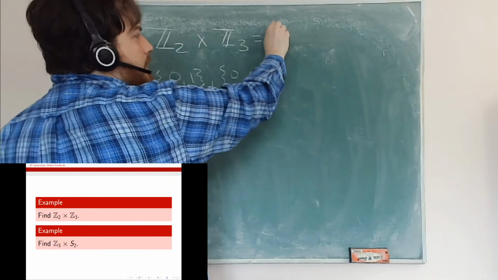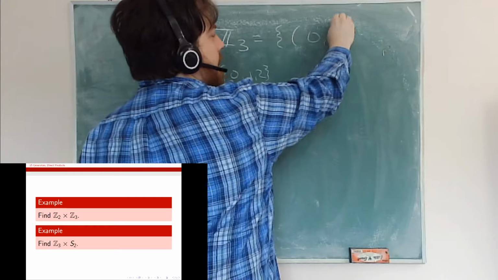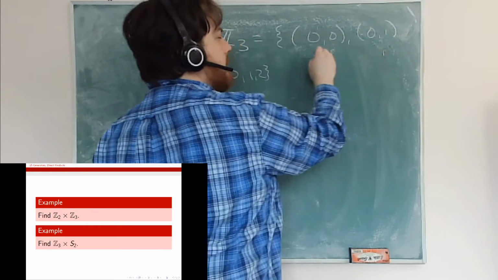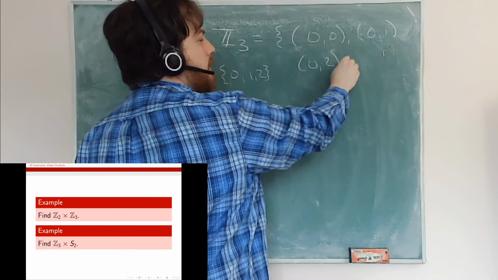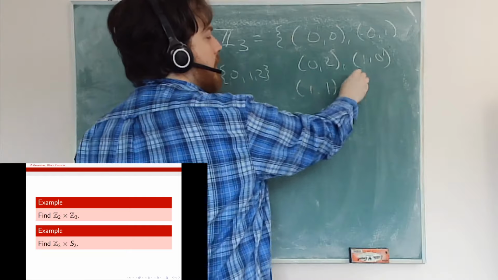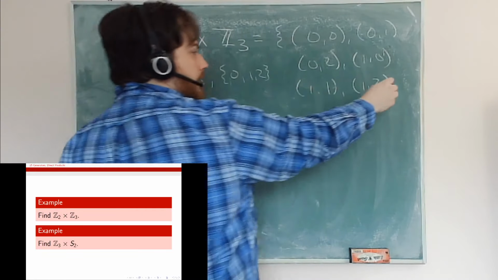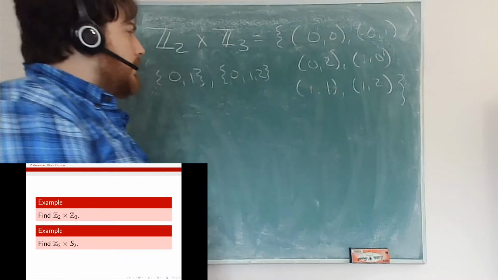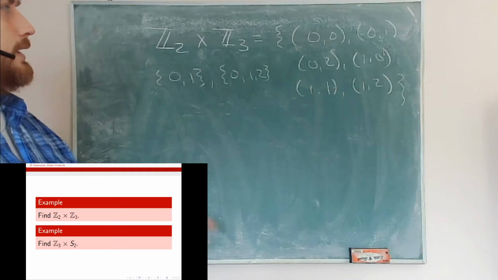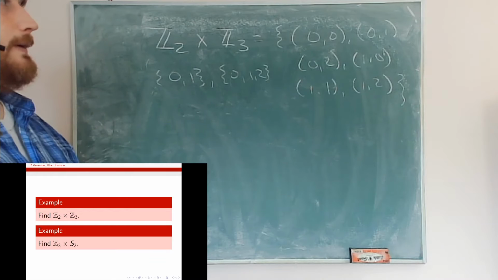So if I wanted to find the elements of this set, it would be things of the form (0, 0), (0, 1), (0, 2), (1, 0), (1, 1), (1, 2), and I believe that's all of them, and I can check. I should have how many elements? 6. I do have 6. So this would be all the elements of Z2 cross Z3.